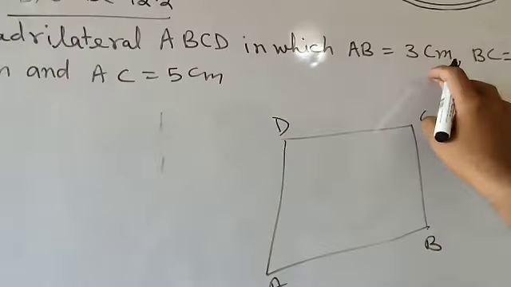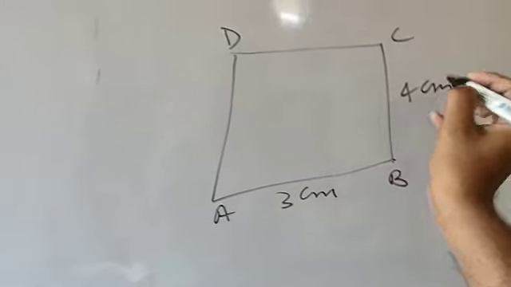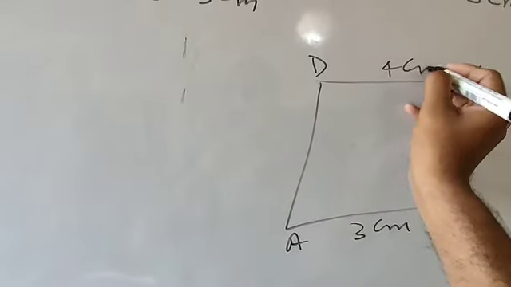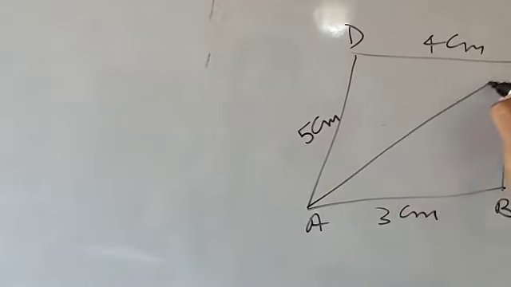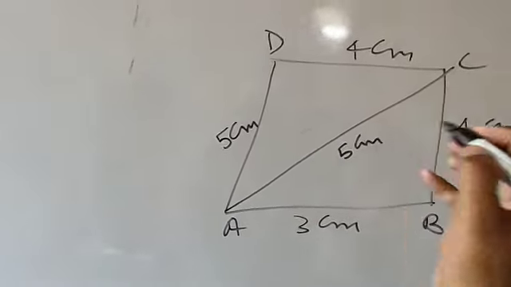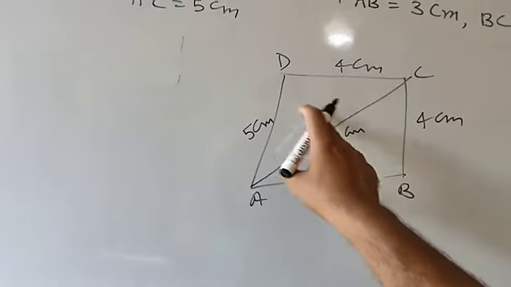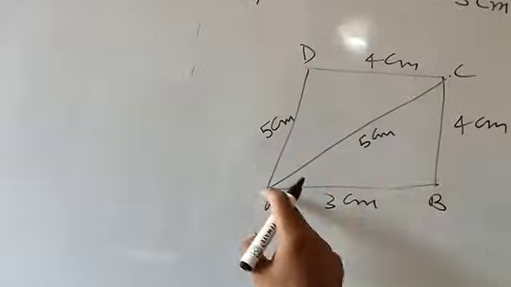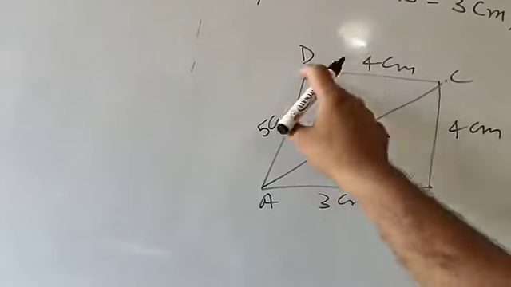Now what values are given? AB equal to 3 cm, BC equal to 4 cm, CD equal to 4 cm, DA equal to 5 cm and AC is given 5 cm. So you need to find the area of the quadrilateral ABCD. You need to find the area of both the triangles ACD and ABC and add both the areas, and you will get the area of the quadrilateral ABCD.